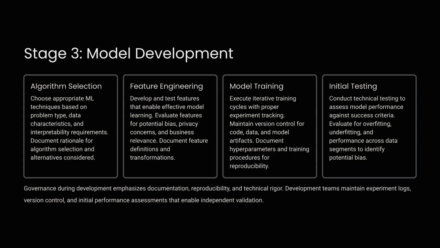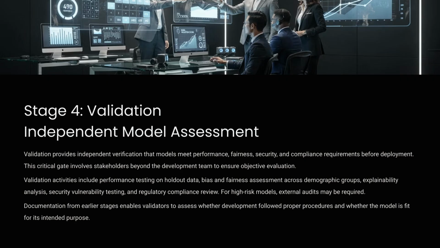Stage 3, model development, emphasizes documentation and reproducibility across algorithm selection, feature engineering, model training, and initial testing. Technical rigor enables independent validation later. Stage 4, validation, provides independent assessment of performance, fairness, security, and compliance. This gate is critical for ensuring the model is fit for its intended purpose before deployment.